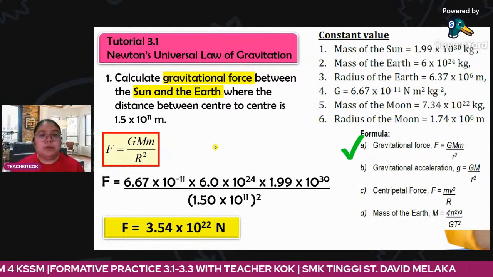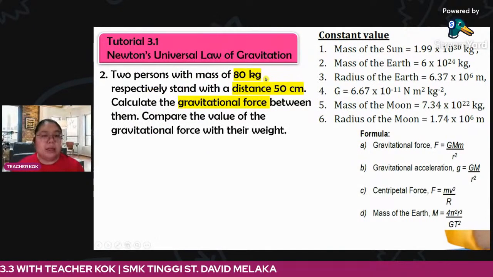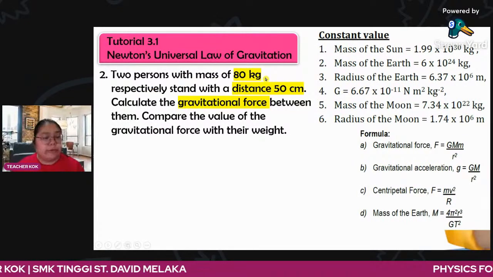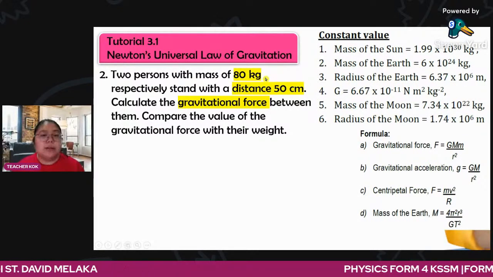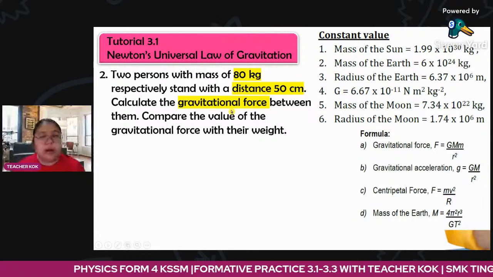Number 2 is about two persons, 80 kilograms, both also 80 kilograms. The distance is only 50 cm. Calculate the gravitational force. Again, gravitational force. So we use the first equation, gravitational force.